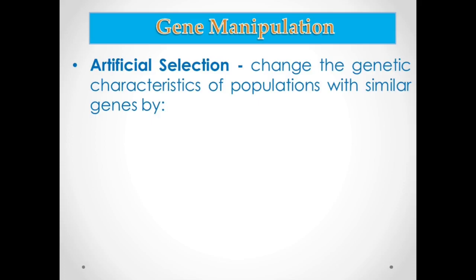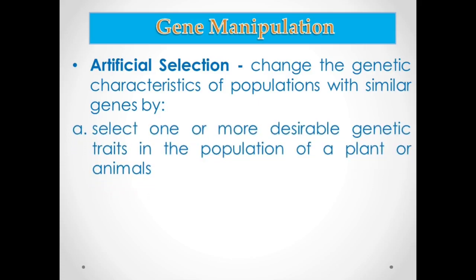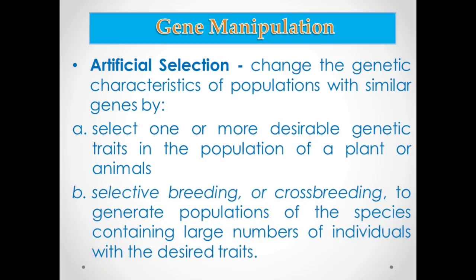Artificial selection changes the genetic characteristics of a population with similar genes. Number one is when we select more desirable genetic traits in the population of plants or animals. After that, we selectively breed or crossbreed it to generate populations of the species containing large numbers of individuals with desired traits. For example, we're going to breed species of dogs, like Shih Tzu or Bulldog.